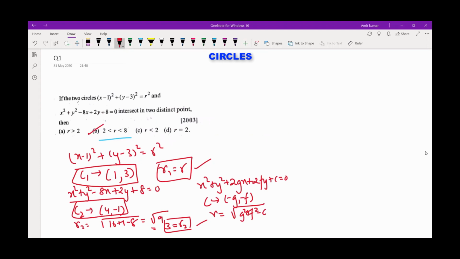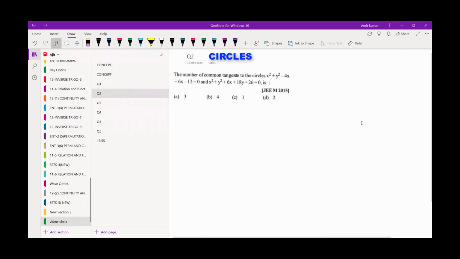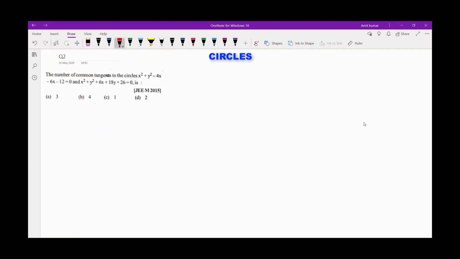So this is one of the applications of the previous result. Another application is this: if you have to find the number of common tangents between these two circles, again just check the centers and radii and check the relation between them. So the first equation is x square plus... there is no need to draw the diagram, only from the equation we find out the centers and radii.